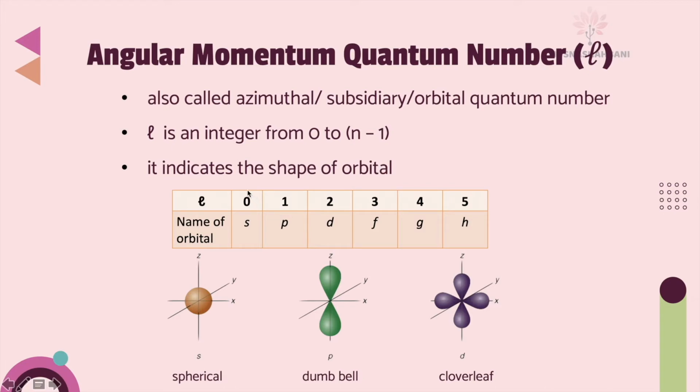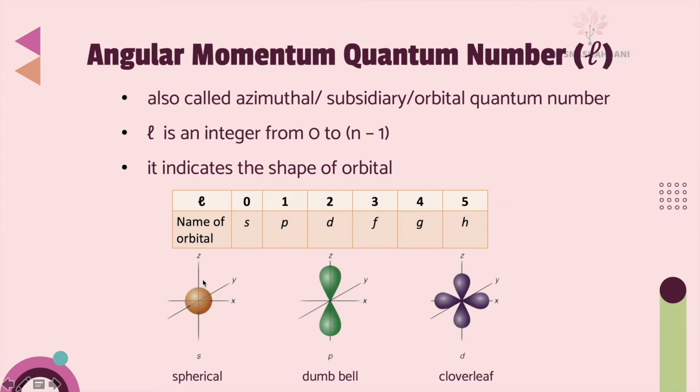If the value of L is 0, the name of the orbital, or the shape of orbital, is s. If the value of L is equal to 1, the name of the orbital is p orbital. If the value of L is 2, the name of the orbital is d orbital. If it's 3, the name of orbital is f orbital, and so on.